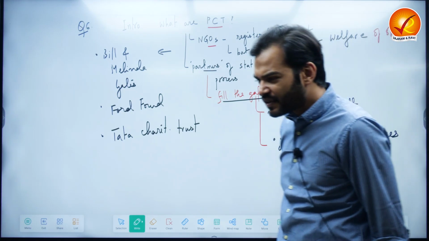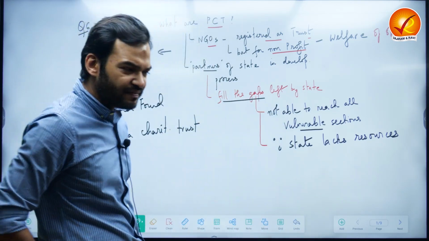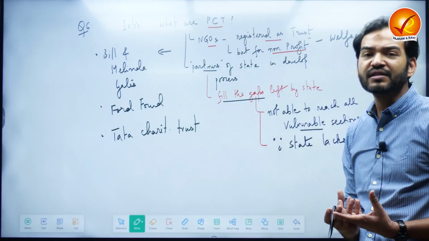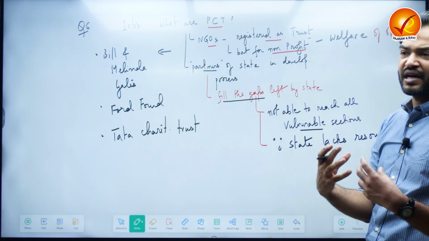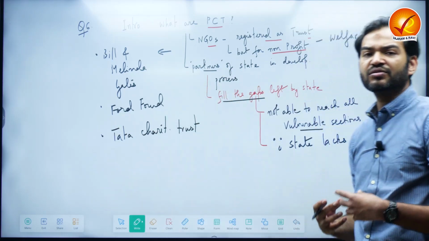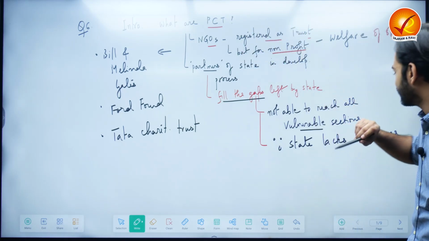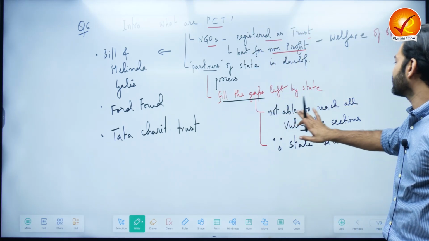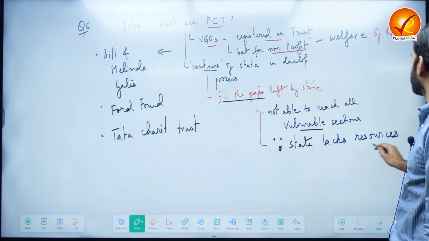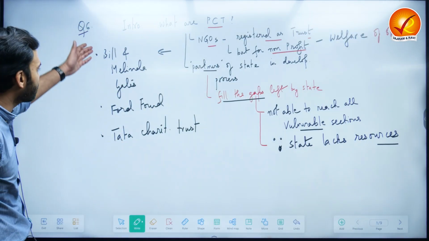For example, the state is running a scheme called Ujjwala Yojana, where the state is distributing cylinders. But the problem is the state doesn't have enough resources to reach every woman who needs cylinders. So the state is leaving some gaps. If the target is to reach 100 women, the state is only able to reach 70 women. To reach those 30 women, we have the role of public charitable trusts or NGOs. So they fill the gaps where the state is not able to reach all vulnerable sections. And why is the state not able to reach them? The state lacks resources.